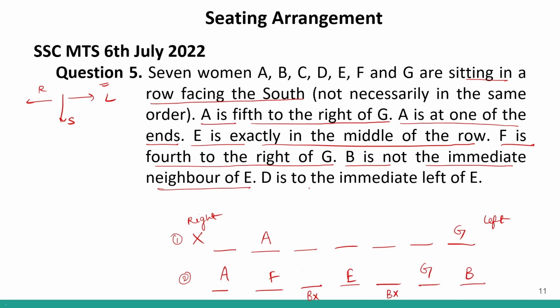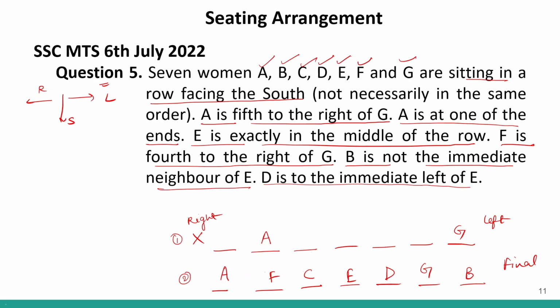Okay. And the next statement is D is to the immediate left of E. So if E is over here, D will be to the immediate left of E. It will be over here. Now we have placed A, B, D, E, F and G. The only person we have not placed is C. So C will come over here. This will be my final arrangement: A, F, C, E, D, G, B.